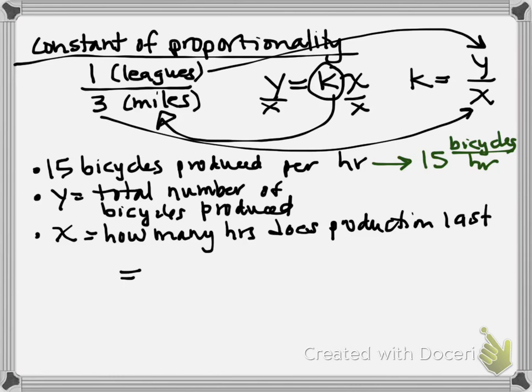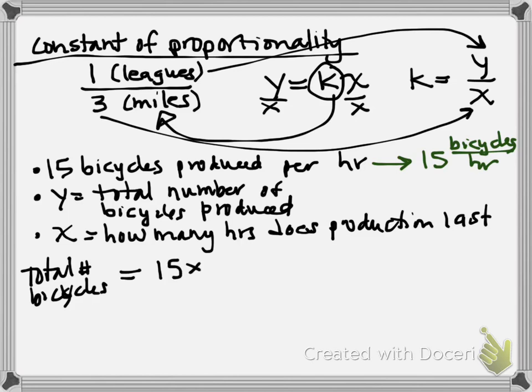Remember what my goal is. Which one of those three things should be all by itself? The 15, the y, which represents the total number of bicycles produced, or the x, the total number of hours production lasts? We want to figure out how many bicycles, right? So the total number of bicycles should go here. And how am I going to figure out the total number of bicycles using the remaining pieces of information? I heard multiplication, but what am I going to be multiplying? Kyler.